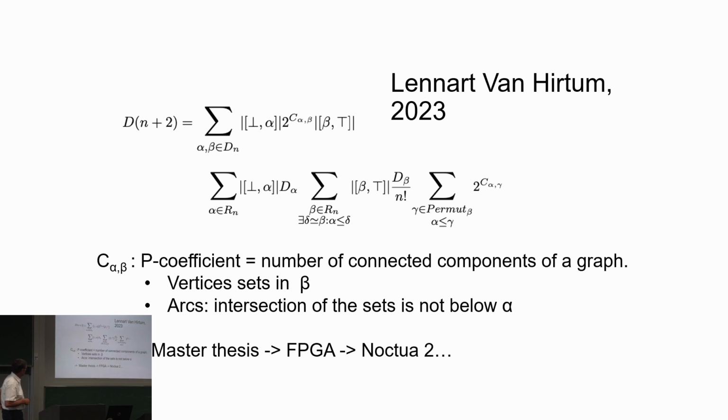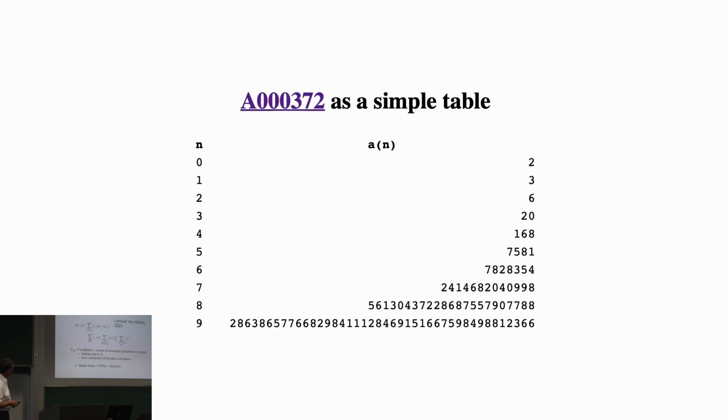This was a central challenge for the master thesis to devise a computational system that was very fast, and that is what Leonard definitely realized, and that's why this formula worked so well. So, as a simple table, this is where we are. It goes up, as you can see. Double exponential.